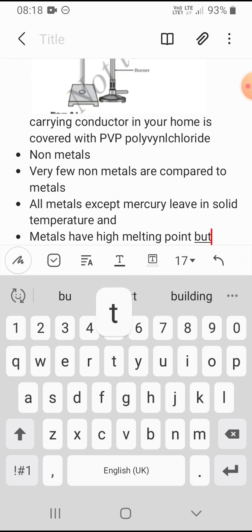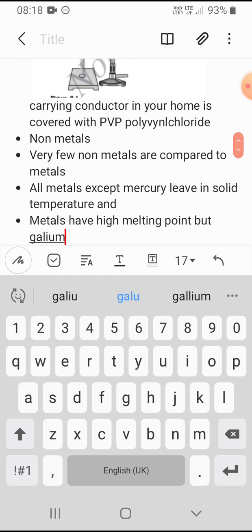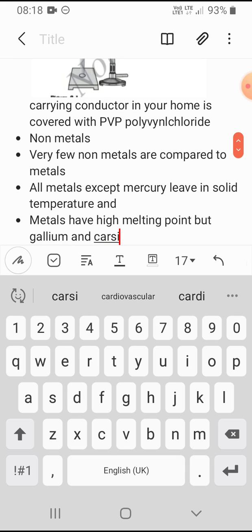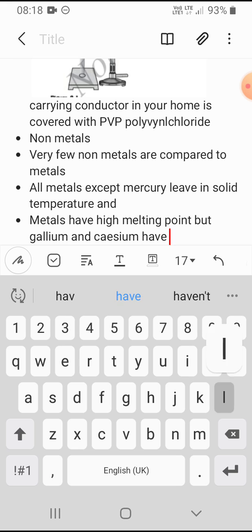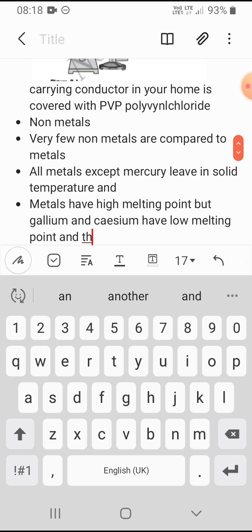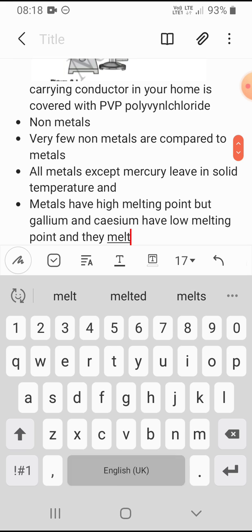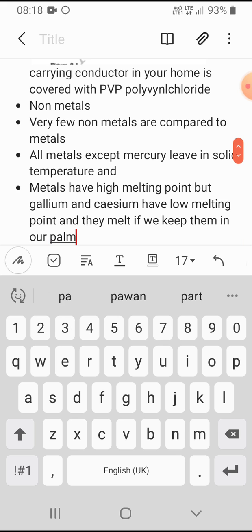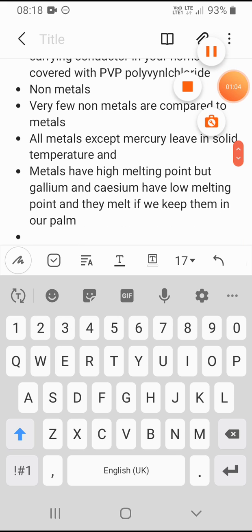But gallium and caesium have a low melting point. They melt if we keep them in our palm also. They will melt that fast.